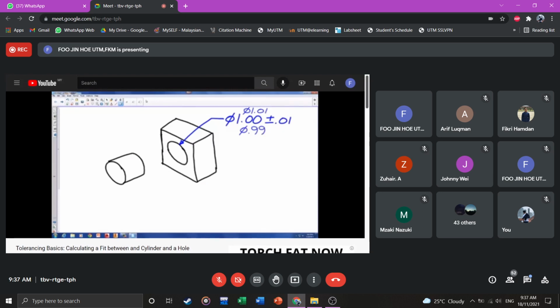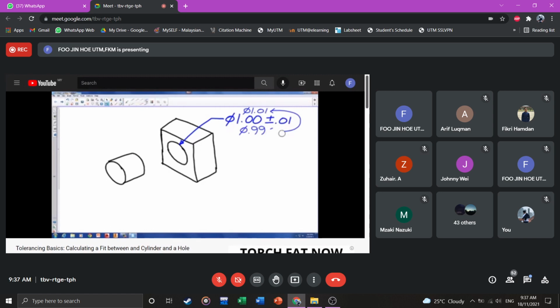Now, the diameter of 1.01 and the diameter of 0.99 represent the limits of size for this feature. So what that means is that the diameter of this hole needs to fall somewhere between a diameter of 1.01 and a diameter of 0.99. If it does that, it will pass inspection.